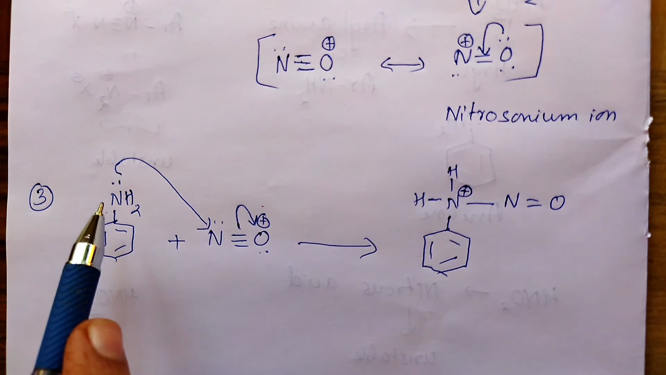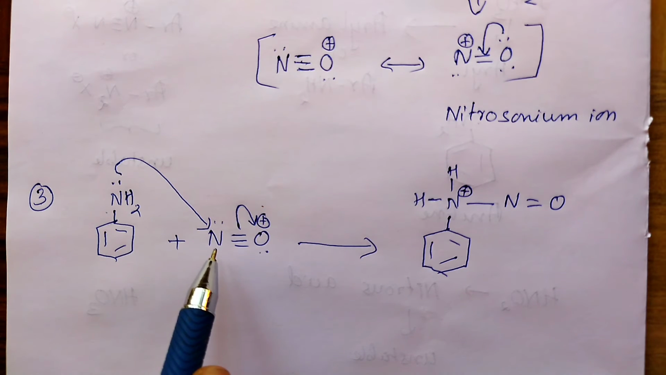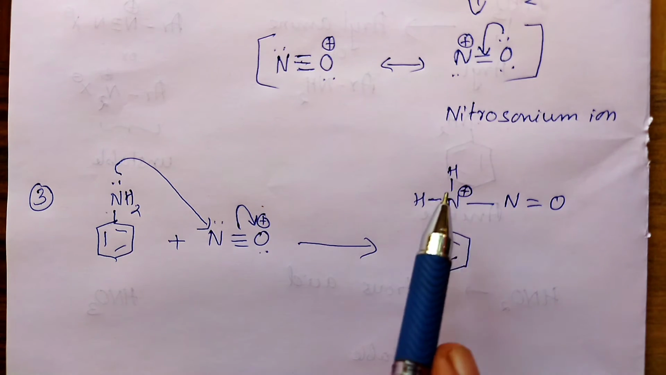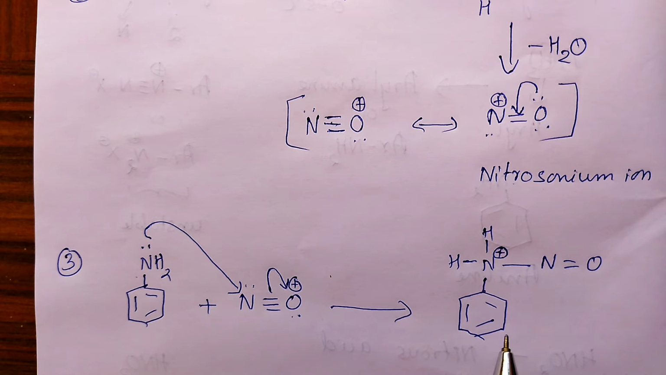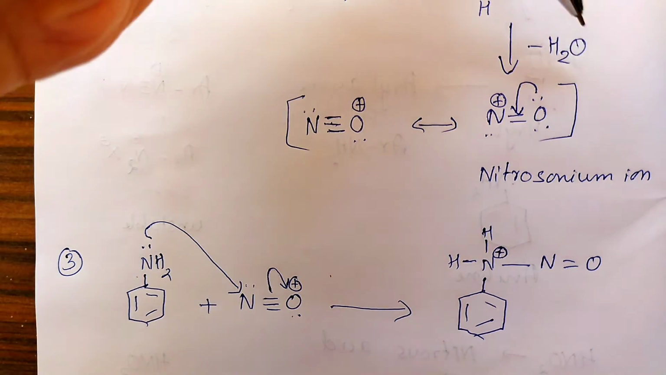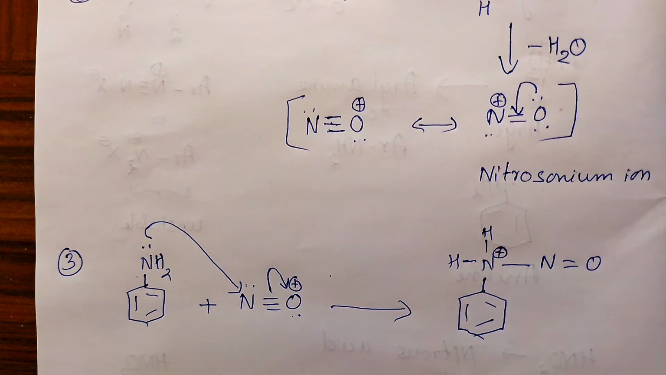As this nitrogen donated a lone pair of electrons to the nitrosonium ion, positive charge is developed over this nitrogen. The product formed here is again not stable because we have 4 bonds to nitrogen and it carries a positive charge also. So how to stabilize this? We will take the help of this water molecule that is lost in this step.